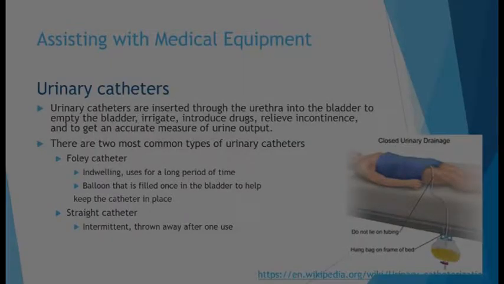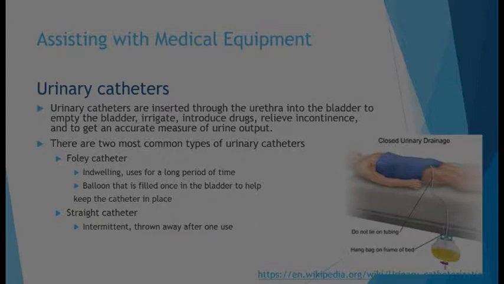Urinary catheters are inserted through the urethra into the bladder to empty the bladder, irrigate, introduce drugs, relieve incontinence, and to get an accurate measure of urine output. There are two common types of urinary catheters. A Foley catheter, which is used for a long period of time, called an indwelling catheter.